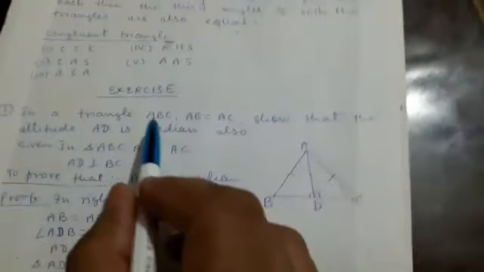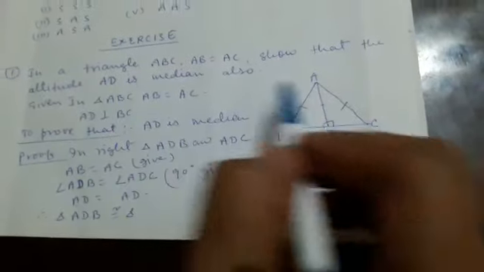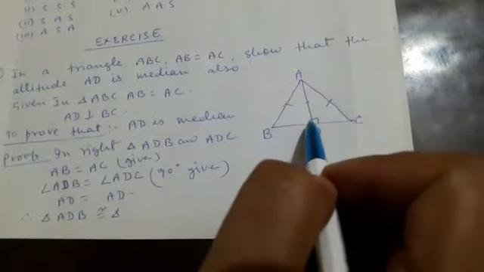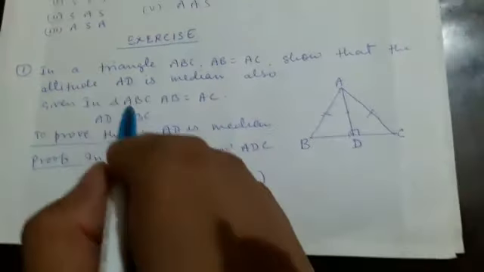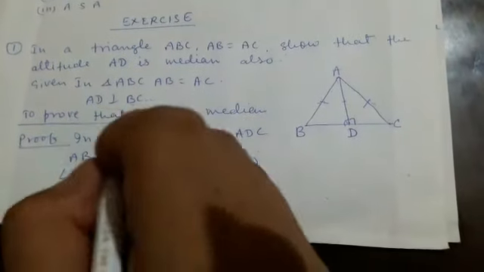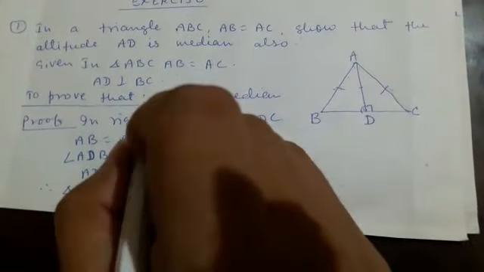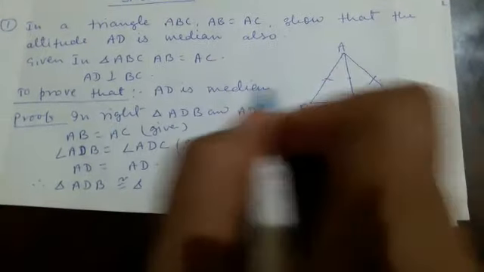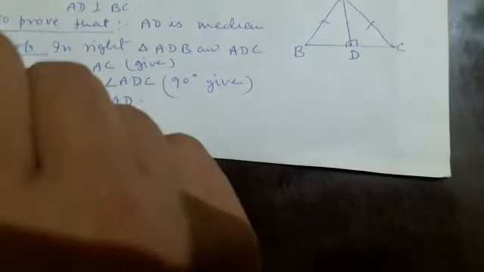Now we will see some questions. In triangle ABC, AB is equal to AC, it is given, and the altitude AD is given. Here we have to prove that AD is a median also. Given triangle ABC, AB is equal to AC, and AD is perpendicular to BC. To prove that AD is a median, we have to prove that BD is equal to CD.